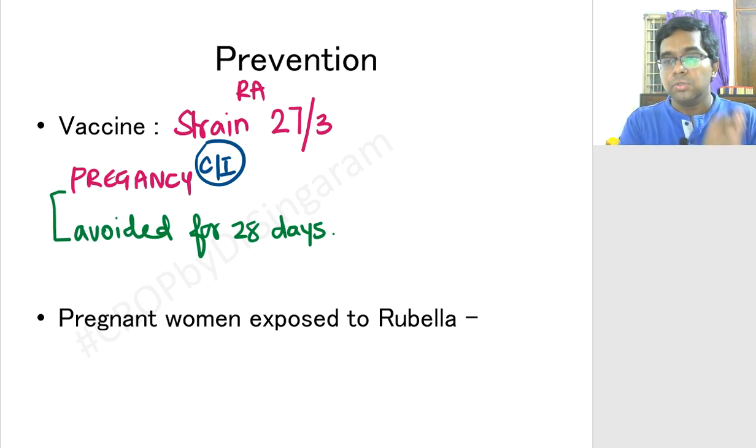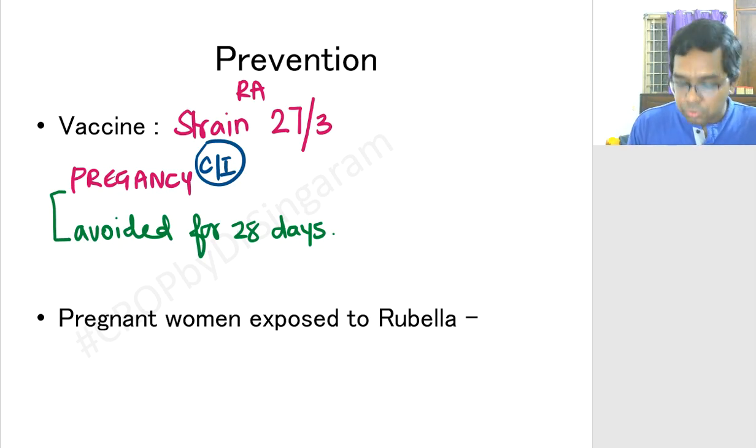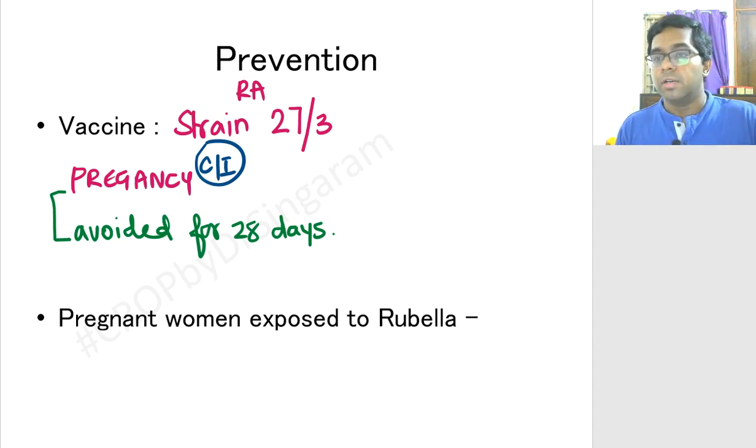Okay, because even though theoretical risk exists, in actual practice there is no problem which can occur even if the pregnancy is continued. I think this point is clear, and please note this. This can be asked in your exam, right? So pregnant women exposed to rubella, okay, what can you do? Suppose she's already into the pregnancy, like first trimester, end of the first trimester, she's having a rubella exposure.